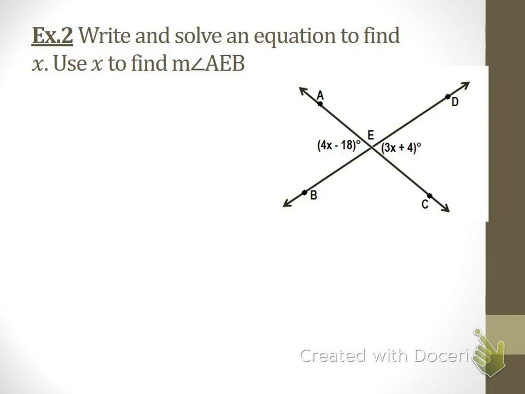So who can tell me what the equation is? Ariana. Very good. We set them equal to each other if they are congruent. To solve this, I need all my x's to be on the same side. So what should I do? Subtract 3x. When I do that, what do I get? X plus 18 equals 4. Next step.